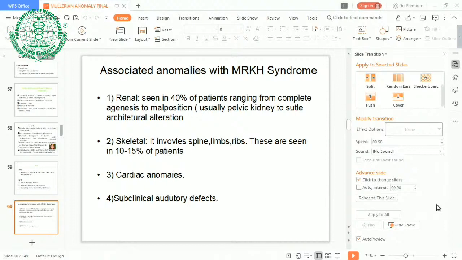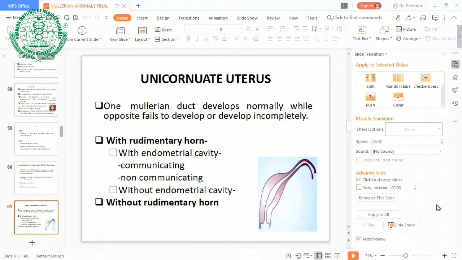On the other side of the spectrum, you have subtle architectural alteration. Skeletal anomalies involve spine, limbs, ribs, seen in 10 to 15% of patients. Cardiac anomalies and subclinical auditory defects can be seen. Unicornate uterus: one Mullerian duct develops normally while the opposite fails to develop or develops incompletely.